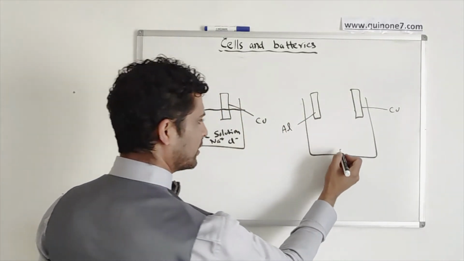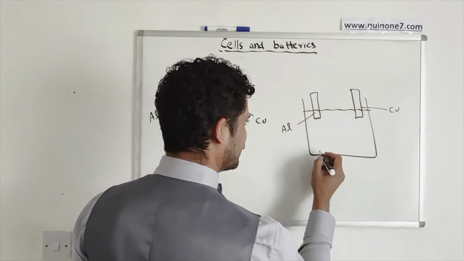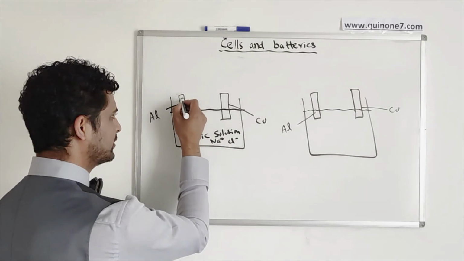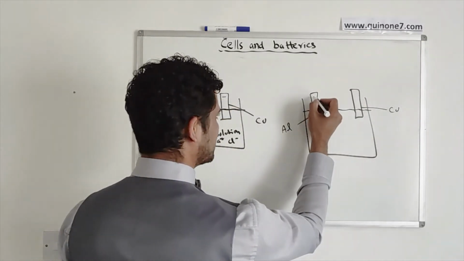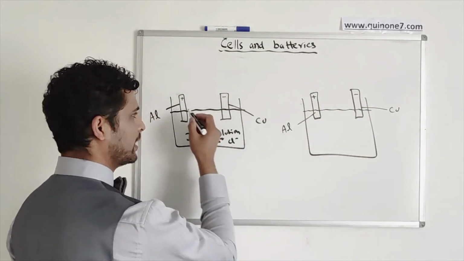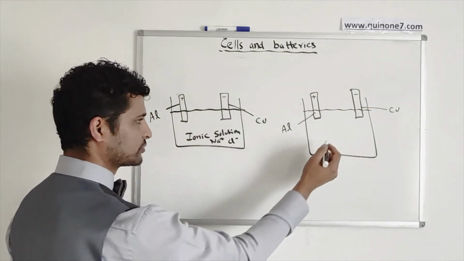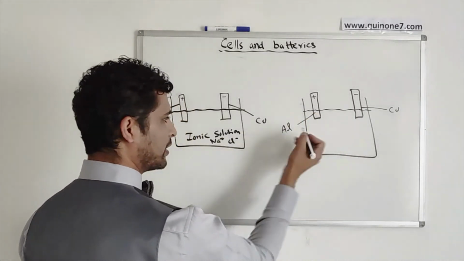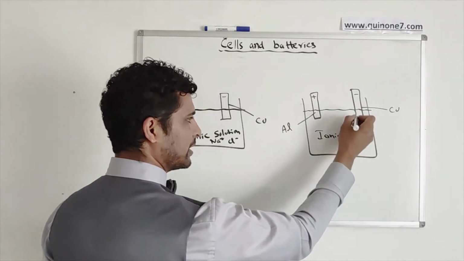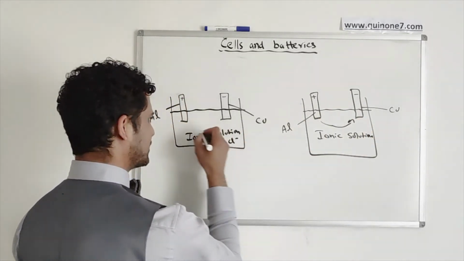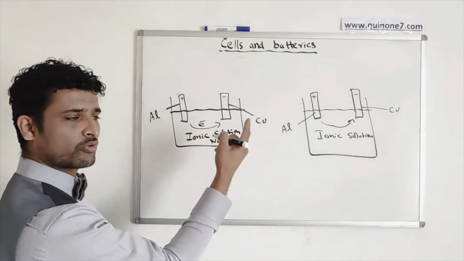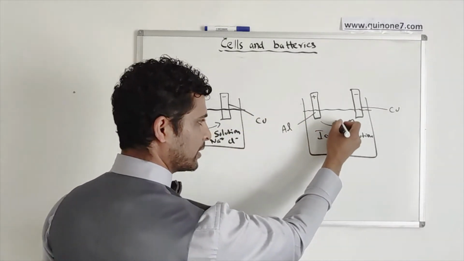Copper is obviously less reactive, and the electrons will pass through from here, so that will be positive and that will be negative, because this is gaining electrons and aluminium is losing electrons. That means oxidation is going to happen. Now this is also an ionic solution, so if there is no ionic solution, the electrons cannot pass through. So electrons will flow from aluminium to copper, because aluminium is more reactive compared to copper. It will be the same.